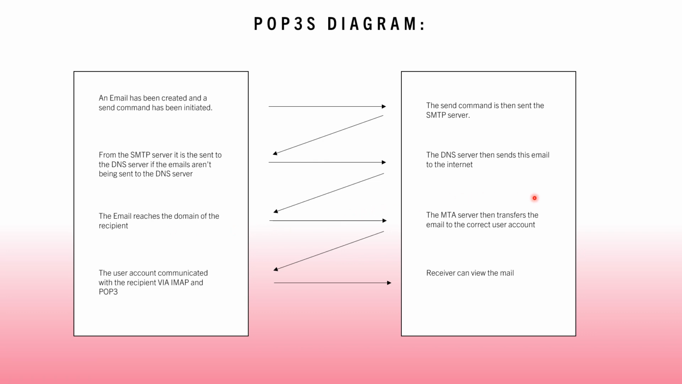The MTA server then transfers the email to the correct user account, and from that user's account, it's communicated with the recipient via IMAP and POP3, and the receiver can then view that email once they've been authenticated to view the data inside of it.